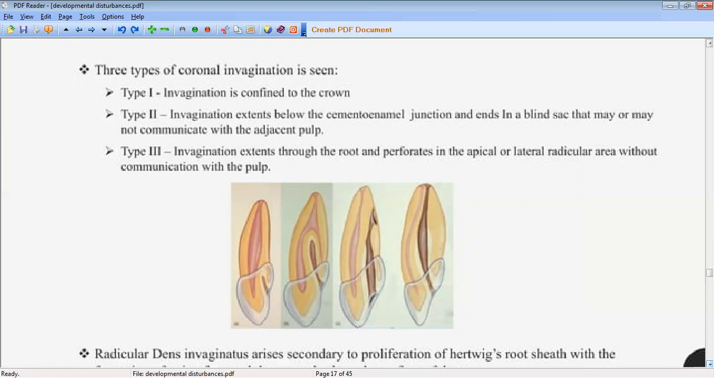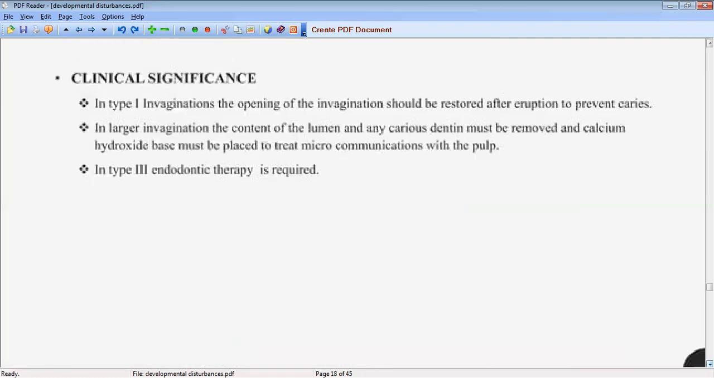Last one, radicular dens invaginatus arises secondary to the pulp space, and which may lead, if not detected earlier, to periapical infection. So we have to treat it with apicoectomy or by raising the flap, covering the communication.